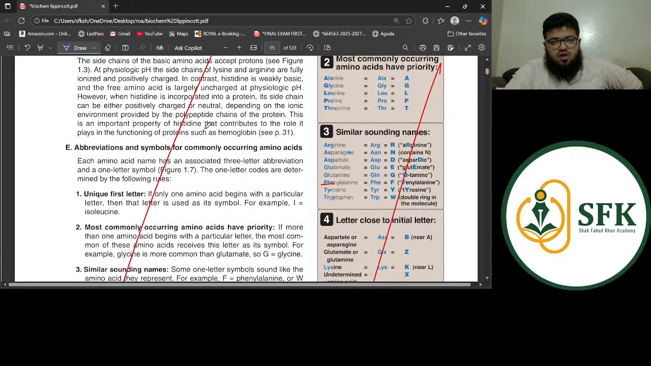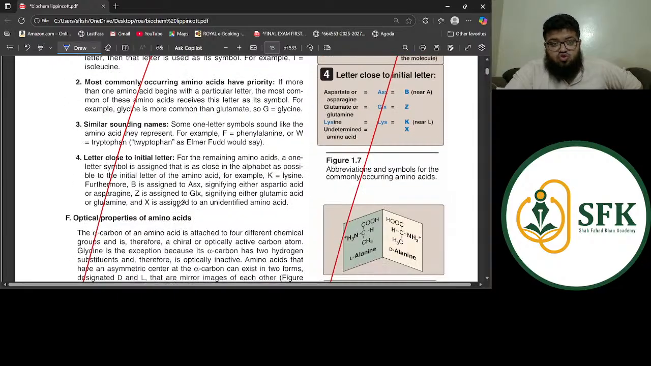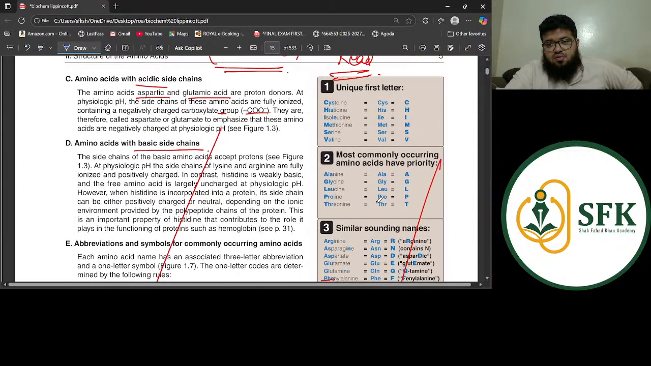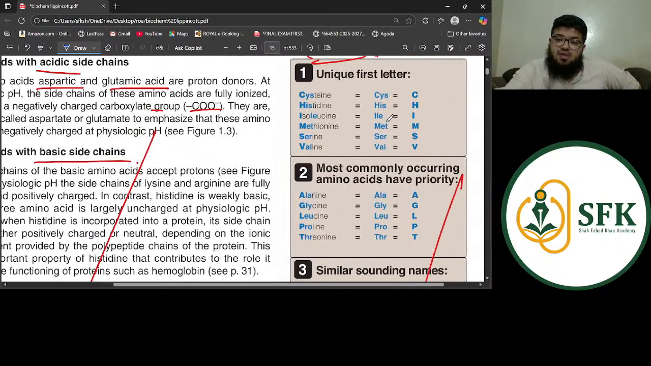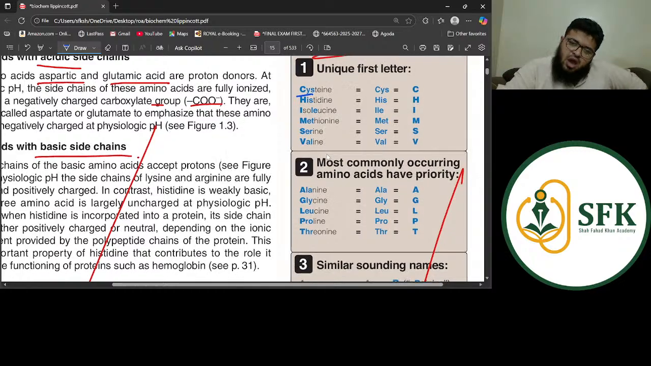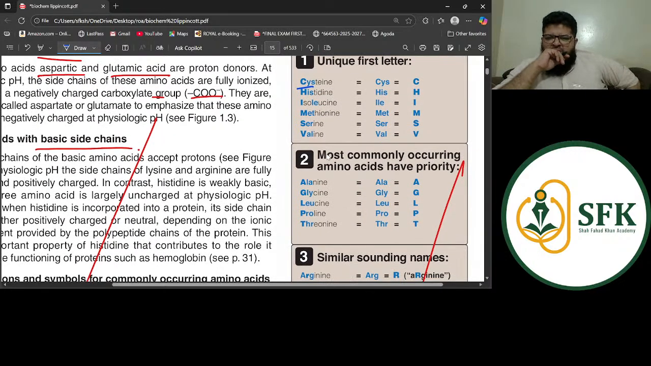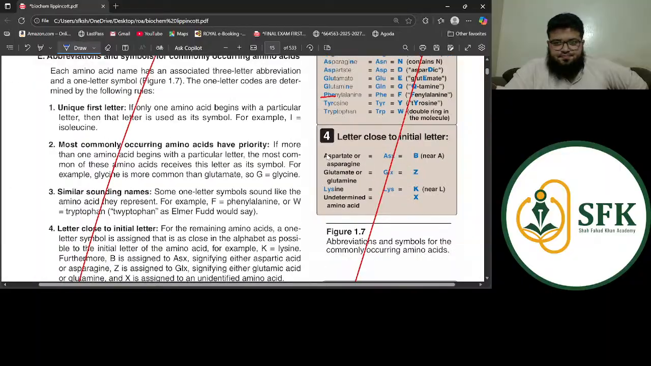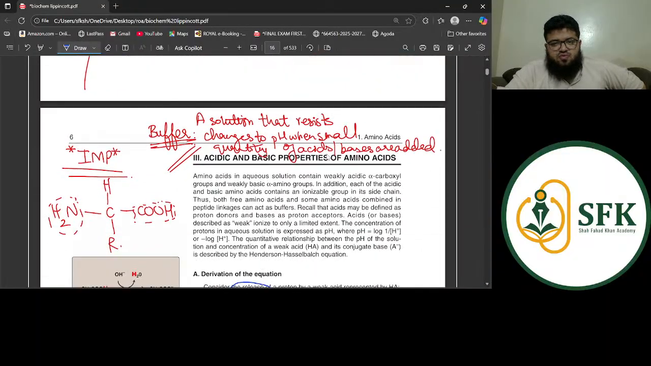We've spoken about all of this stuff already, so you can just go through it, read it. Now, something important right here: how you're gonna name the amino acids. The name of an amino acid in almost all of them would include the first three letters. Okay, that's how the nomenclature is done. The first three letters, because a lot of amino acids have the same first or second letters. So first three letters are used. Let's just move on.